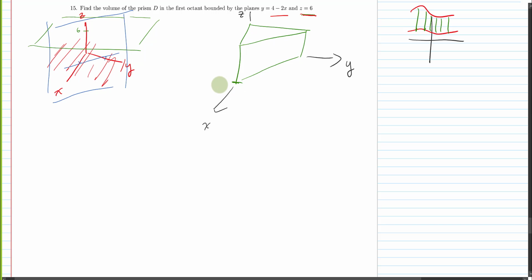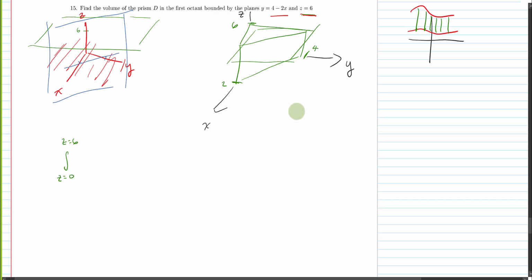So let's see here. This is where x is equal to 2, and this is where y is equal to 4. And this is where z is equal to 6. But one option for setting this up is to integrate from z equals 0 to z equals 6. Okay. So right now what I'm doing is I'm saying pick a z value. When I pick a z value, that's going to give me a cross-sectional plane here for that z value.